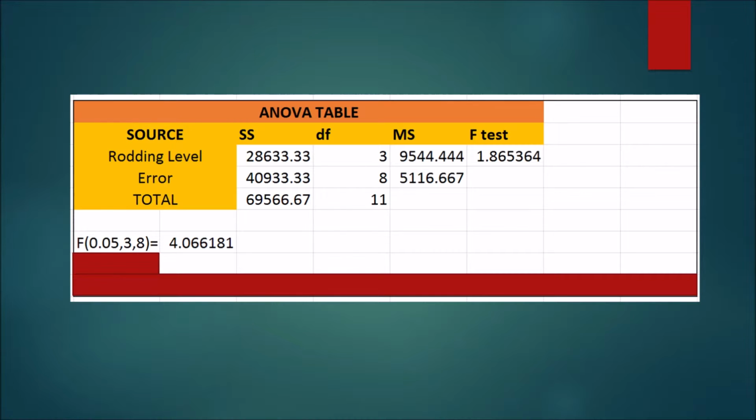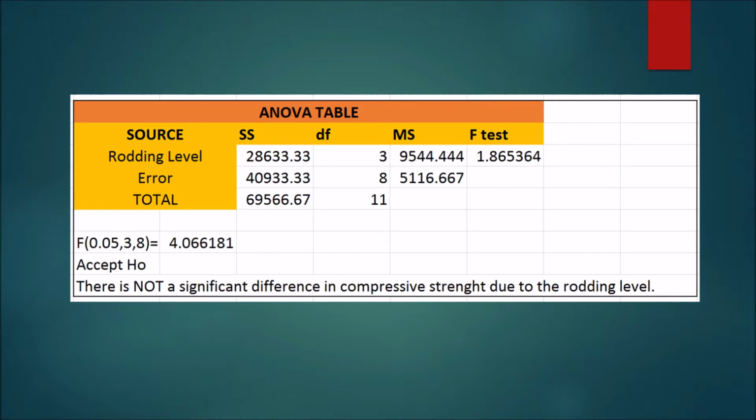The conclusion from this would be to accept the H0, given that the F-test is smaller than the F value. Taking this into consideration, we can assume that there is not a significant difference in compressive strength due to the rodding level. In other words, the rodding level does not affect the compressive strength.